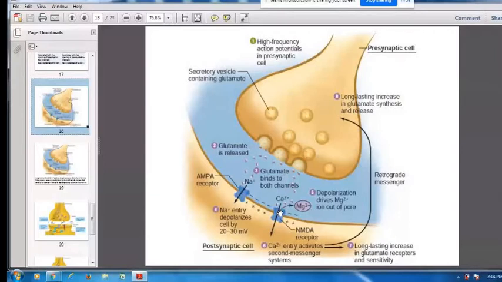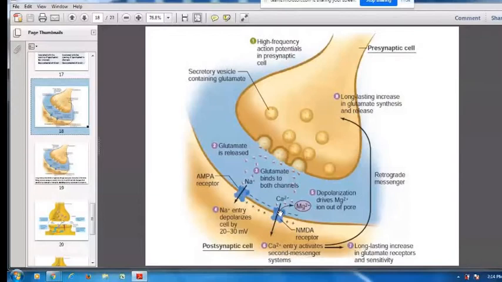When the glutamate binds, if there is no depolarization, the magnesium lock is still there, and the calcium cannot enter. Please remember this. The most important point is that the depolarization drives the magnesium ion out of the pore. The lock has been removed. Then what happens?